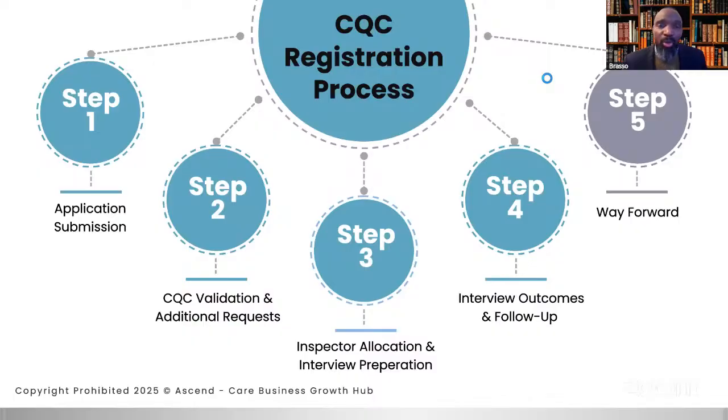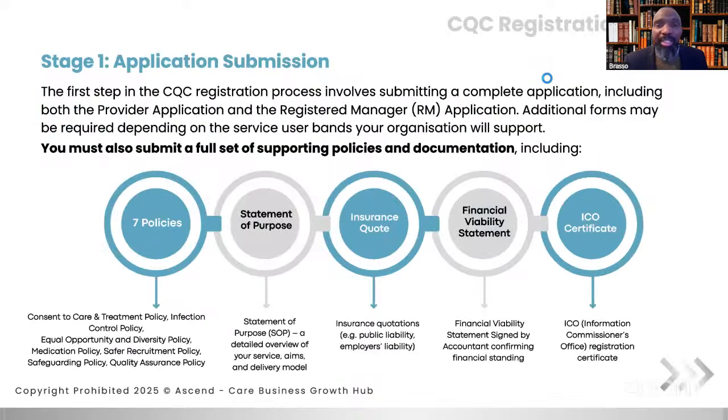Then I'm going to go through the various stages of submission, from when you've submitted your application, the CQC validation stage, inspection, interview follow-ups, and all the way to registration. So once you've submitted your documents with all the accompanying policies, the 7 policies, statement of purpose, insurance quotations, financial viability, ICO certificates, etc., you then submit your application both for the provider and the nominated individuals.